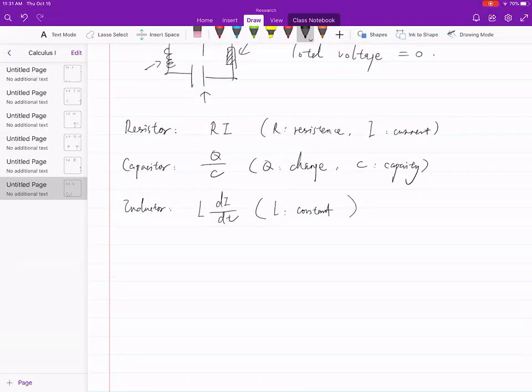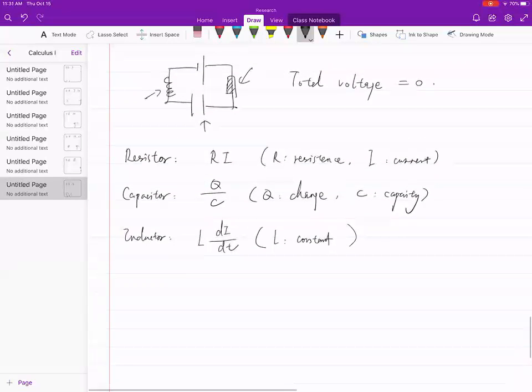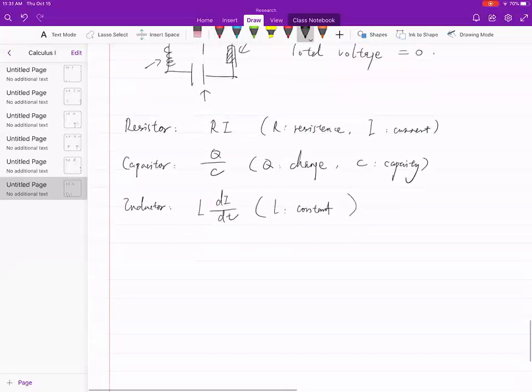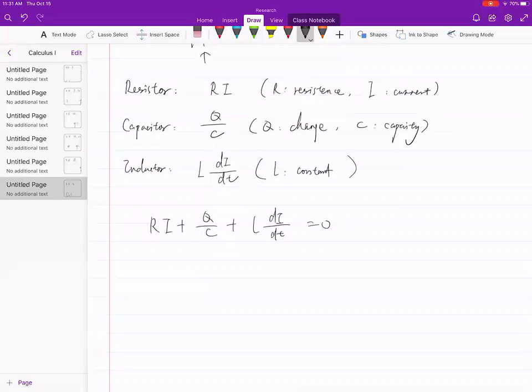Maybe you knew this before, maybe you didn't. It really doesn't matter. But the key is, if the total voltage is 0, we can take the sum of these three things and make it 0. That will be the differential equation of an electrical circuit. Sounds good?